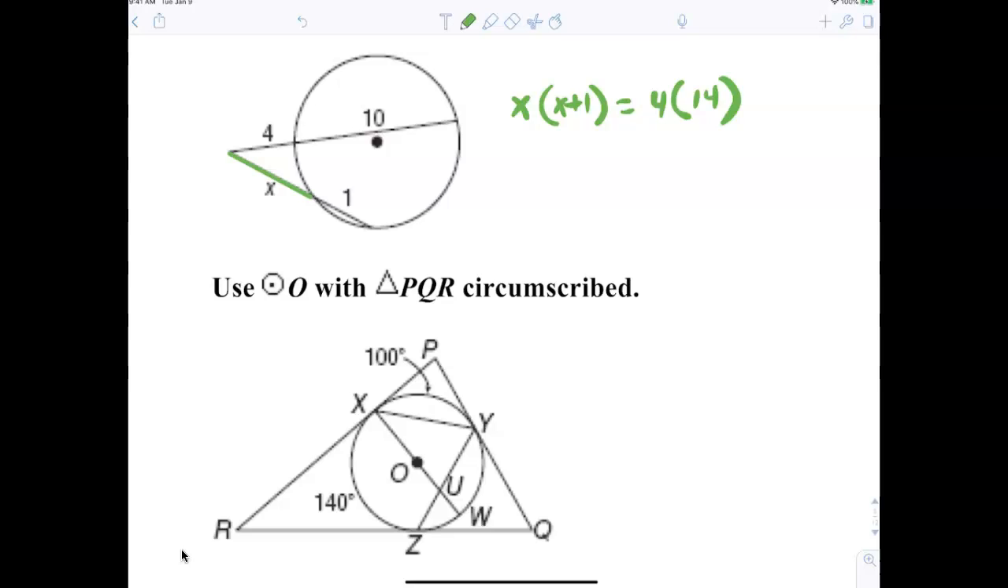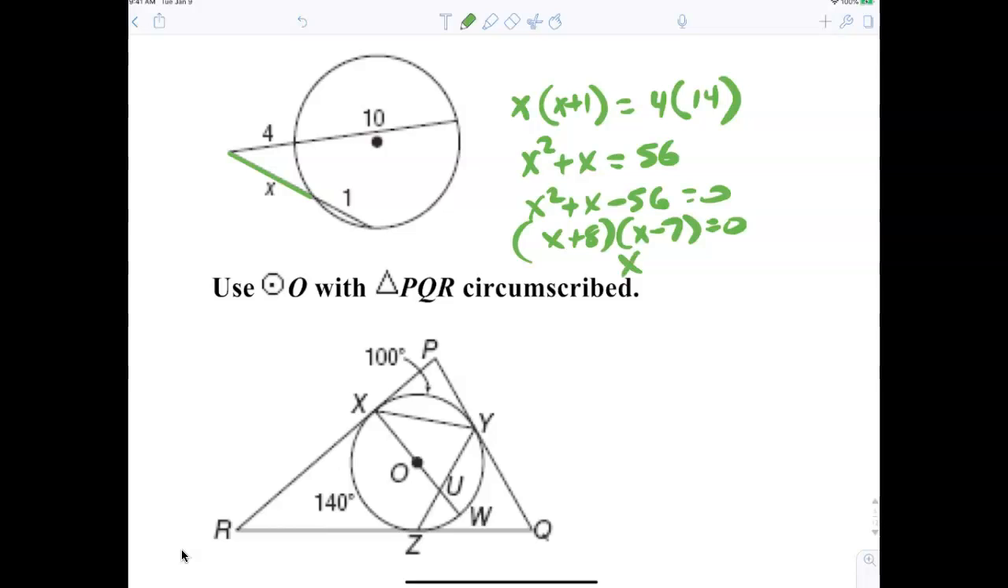But does everybody see that's not that hard, right? Outside times the whole length is equal to the outside times the whole length. You with me? So in this case, this would be X squared plus X is equal to 56. Now we have a problem. X squared plus X minus 56 equals 0. Factoring: X plus 8 times X minus 7 equals 0. Can X be negative? No. It's called an extraneous solution. So X was 7.